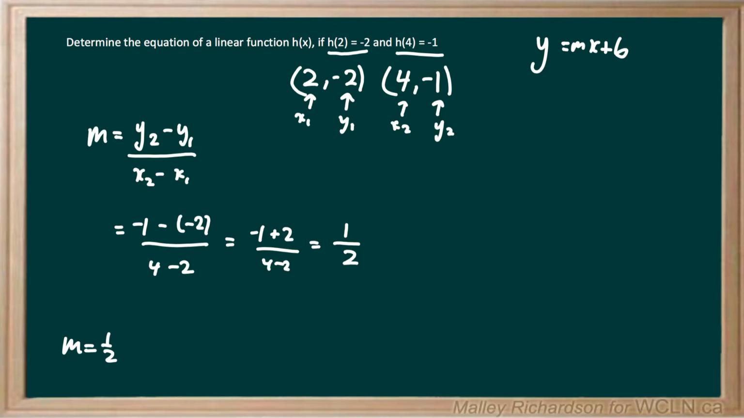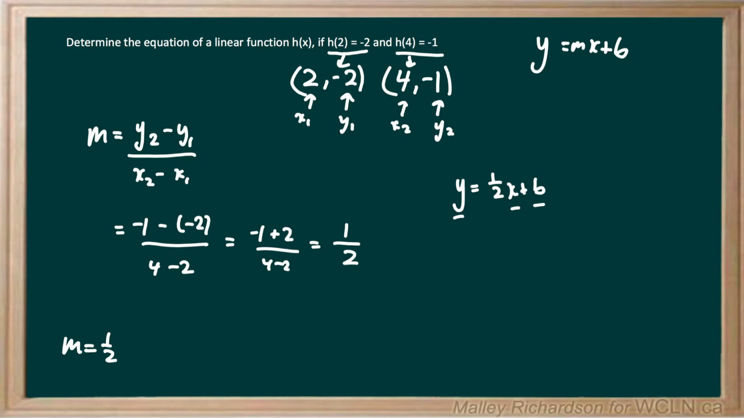Now that we have our slope, we need to find our b or y-intercept. So filling in what we know, we have y equals 1/2 x plus b. In this equation, we have three unknowns. We have y, x, and b. But if we go back to our question, we have h of 2 equals negative 2 and h of 4 equals negative 1. And both of these produce two different coordinates. So therefore, we can use any one of these sets of coordinates to solve for b.